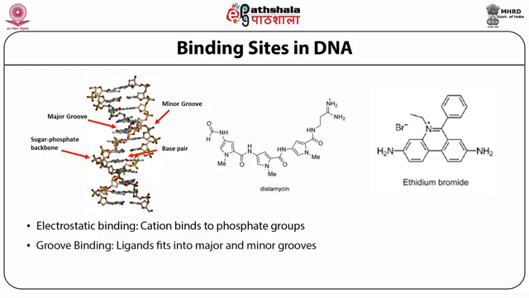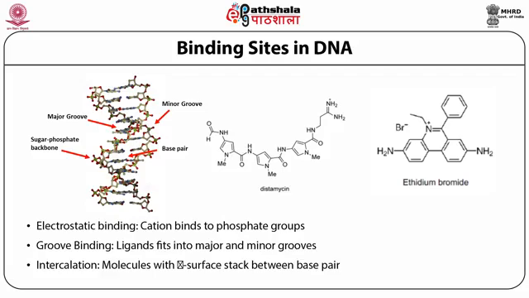Then there is groove binding, where particular molecules like distamycin or ethylhistamycin, such a family of compounds, can bind to the major groove or minor groove depending on the ligand fitting. And there is also a third mode of binding to DNA, when you have a large pi electron surface, and the base pairs, as we know, also have a large pi electron surface. So compounds like ethidium bromide can go deep inside and intercalate with the base pairs.